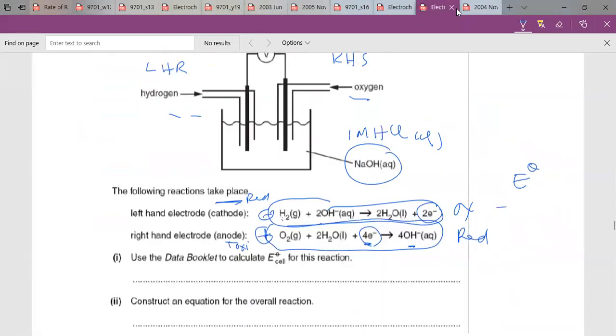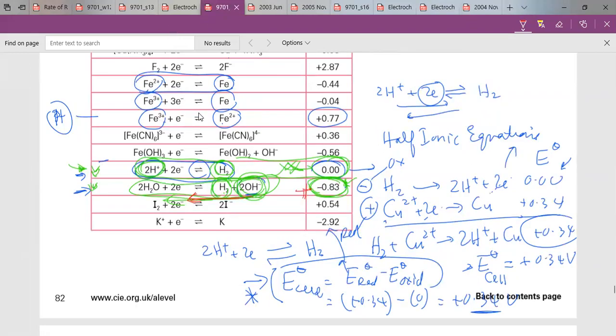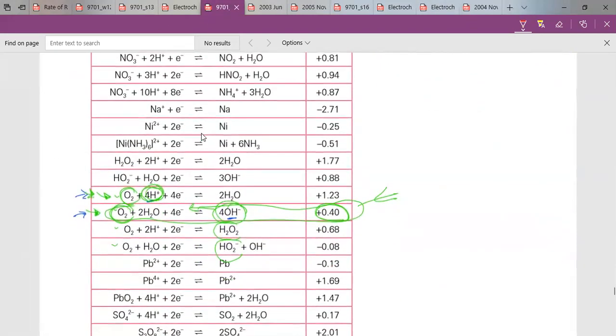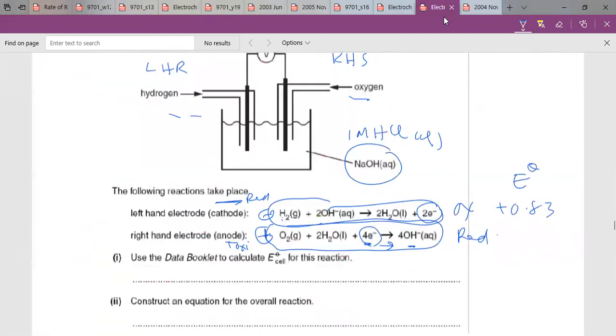Okay, it's positive 0.83. Now here, O2 going this way. That means it's going here, positive 0.4. This is the dead bullet to calculate E cell.